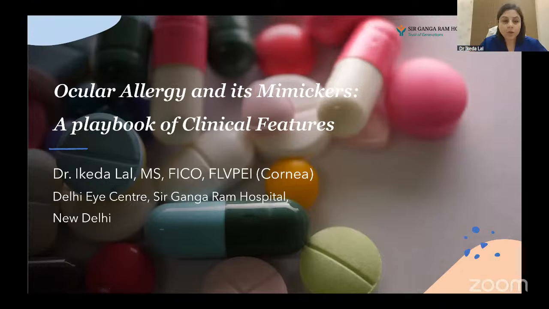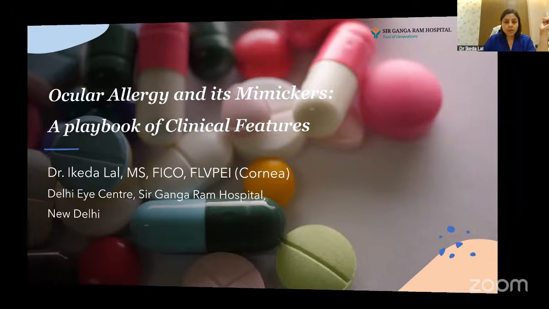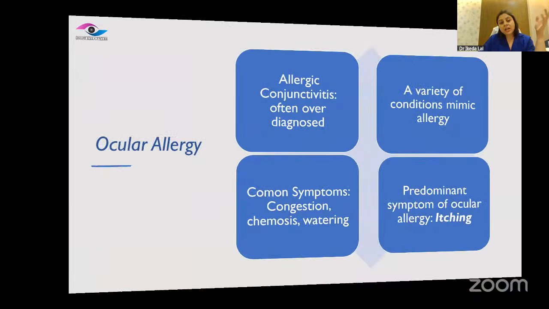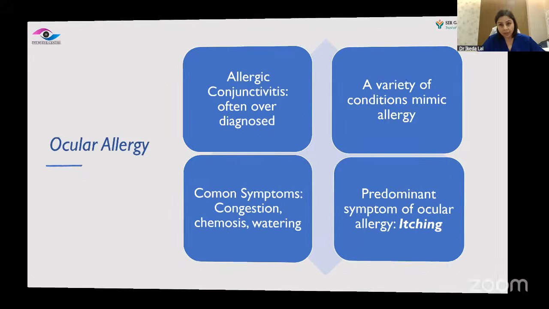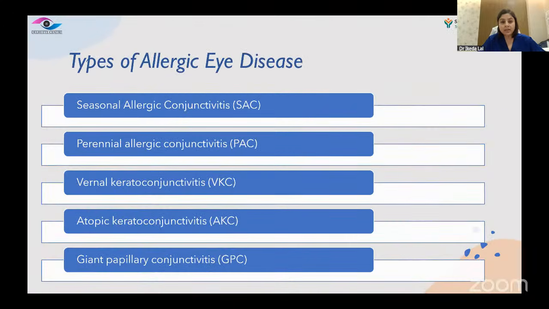Thank you so much, ma'am, for including me in this webinar, and I will talk about the various mimickers that we see. So the topic was ocular allergy and its mimickers. Ocular allergy is basically often overdiagnosed because there are a lot of conditions that can mimic it, as they all present with common symptoms of congestion, chemosis, watering. But the predominant symptom we have to remember of ocular allergy is itching, and this is what we need to ask for. Itching leads to eye rubbing, so we can ask for eye rubbing as well as itching.